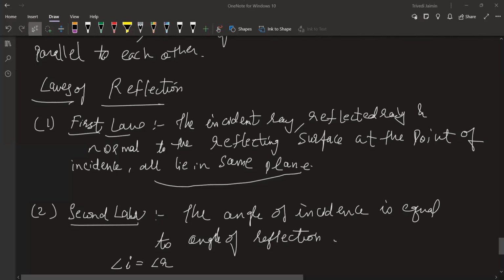Sir, one question: which color has the highest frequency? It's red. And the lowest? Violet. That thing will come, we'll study that also. Sir, red has the highest wavelength, it is used in traffic signals. Exactly. Frequency and wavelength are opposite, inversely proportional.